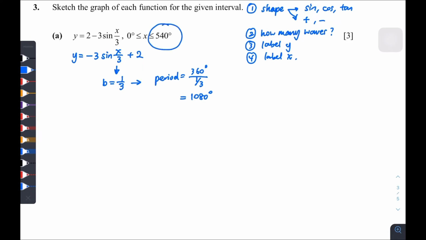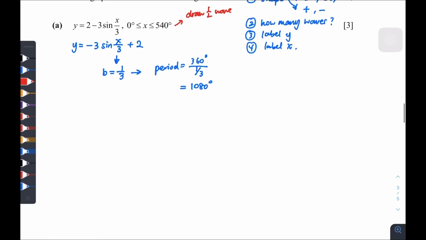But I'm sketching for 540. So this means what? How many waves do I need? This signals to me that I need to draw half of the wave, because 540 is half of one period, 1080. So let's start to draw the graph. This is a negative sine graph, and I only need half of the wave. So I just need it to be like this.